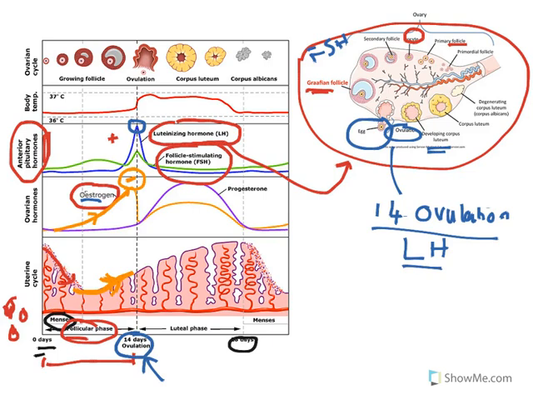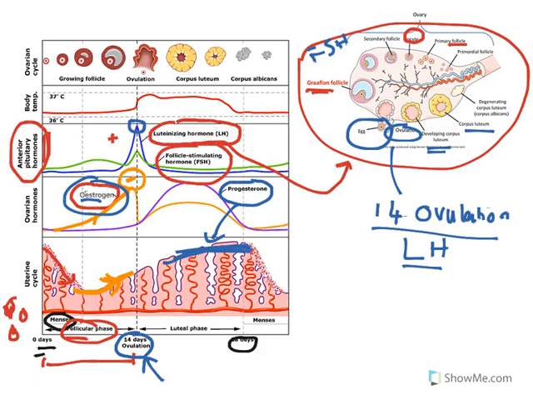Now this corpus luteum does something else as well. After it starts to degenerate, it releases this particular hormone here called progesterone, and again it releases more estrogen. Now what these two things do, mainly progesterone, is that they thicken and maintain the lining. So they keep the lining of the uterus thick.